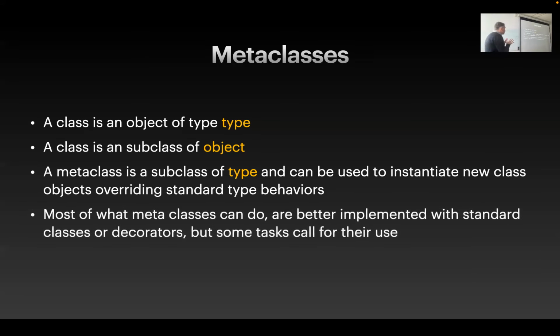So most of what metaclasses do are better implemented with other methods, like standard inheritance, like decorators, but for some tasks, you can't do it. Basically, these all involve extending the language, creating things that were not possible in Python before you started working on this. And we'll see a few examples of why metaclasses are used.